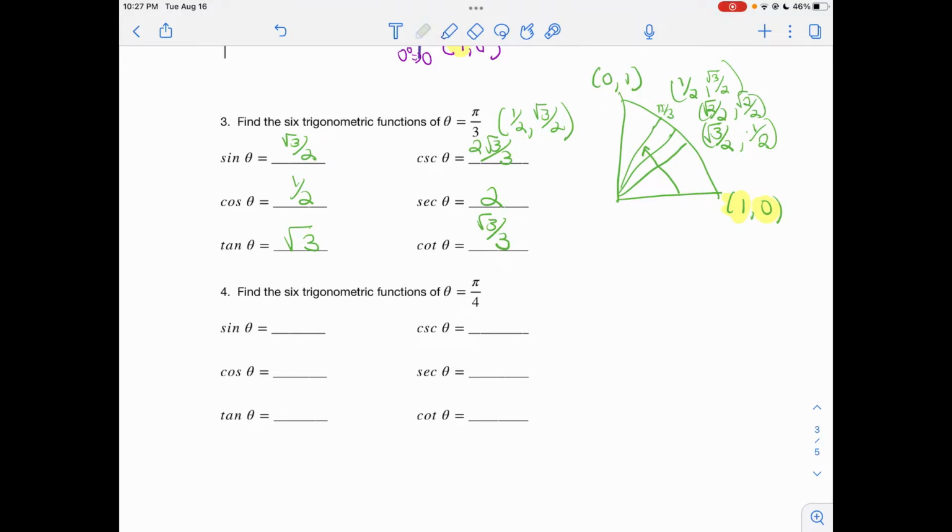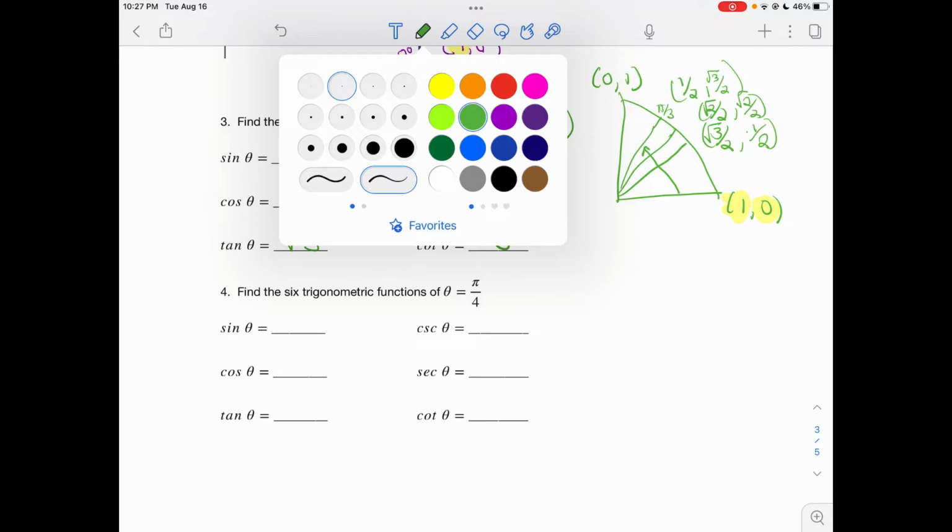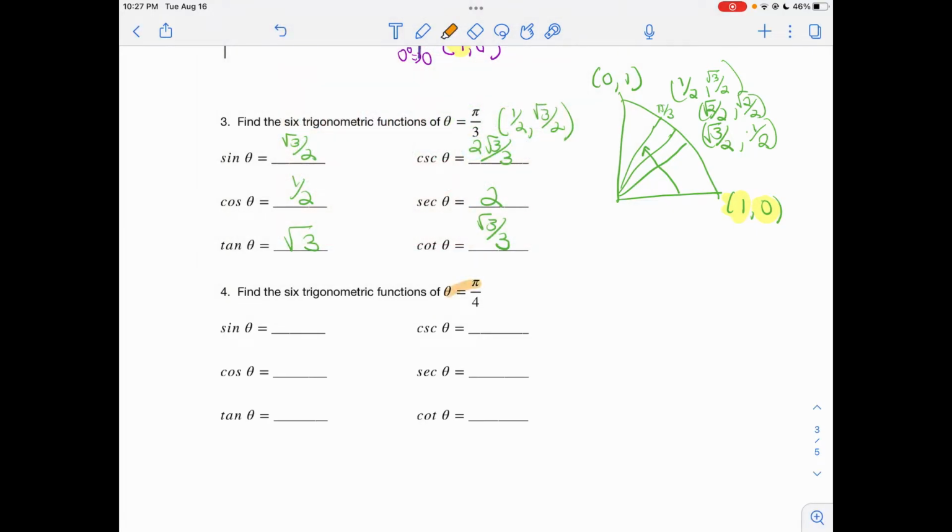All right, to find my 6 trigonometric functions of pi over 4. Pi over 4 would be 45 degrees, so it's going to be this point here on my first quadrant. So I'm using square root of 2 over 2 and square root of 2 over 2. Sine of theta is your y value, which is square root of 2 over 2. Cosine of theta is your x value, which happens to also be square root of 2 over 2. Tangent is y over x, and anything over itself is 1.